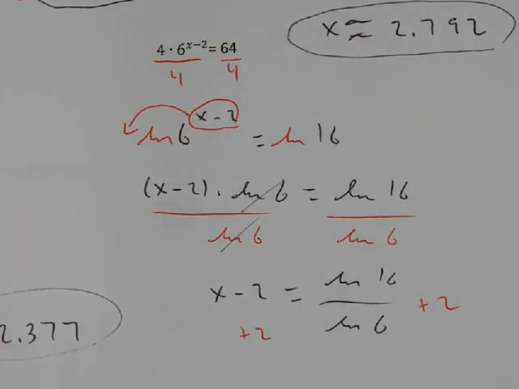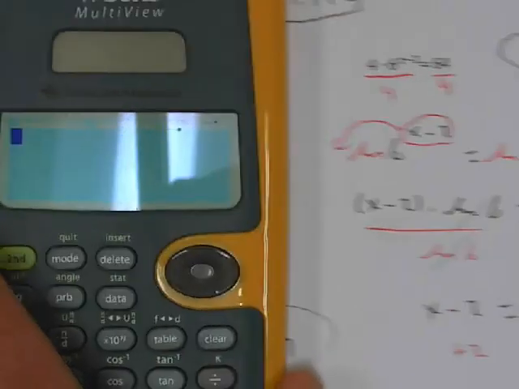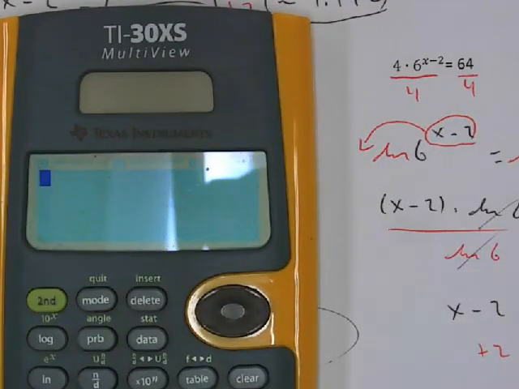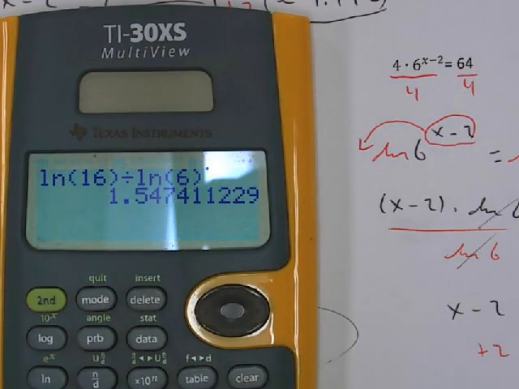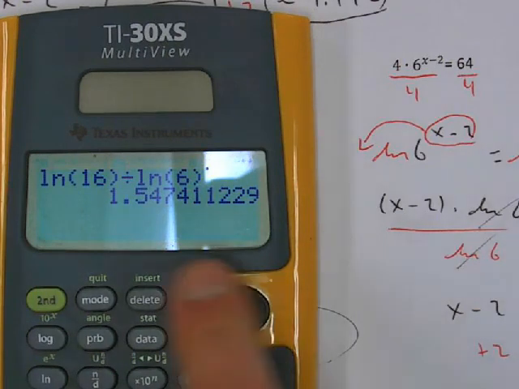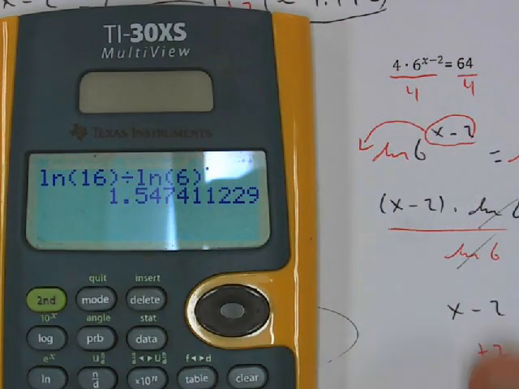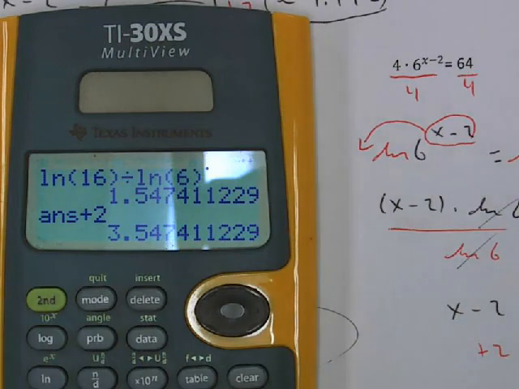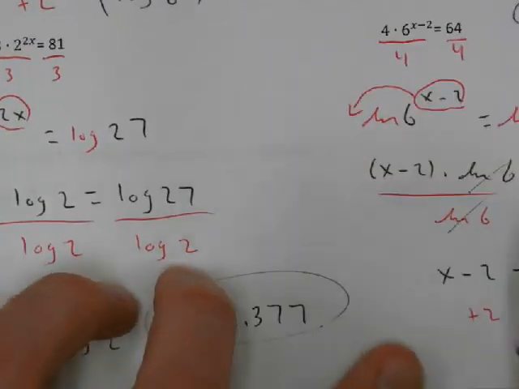So we want to get that number and add 2 to it. Okay? All right, so let's see what our answer is going to be. And again, it should be 1 point something. There we go. Good enough. All right. So we get natural log of 16 divided by the natural log of 6, and then, like we said, it's 1 point something. But since we're subtracting 2 from our exponent, next we need to add 2 to both sides. So plus 2 to our answer, and we get 3.547. So x is approximately 3.547.